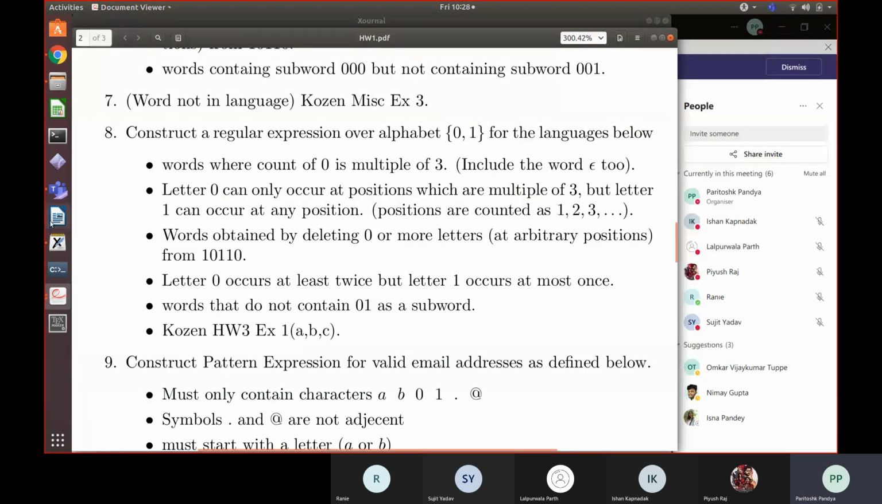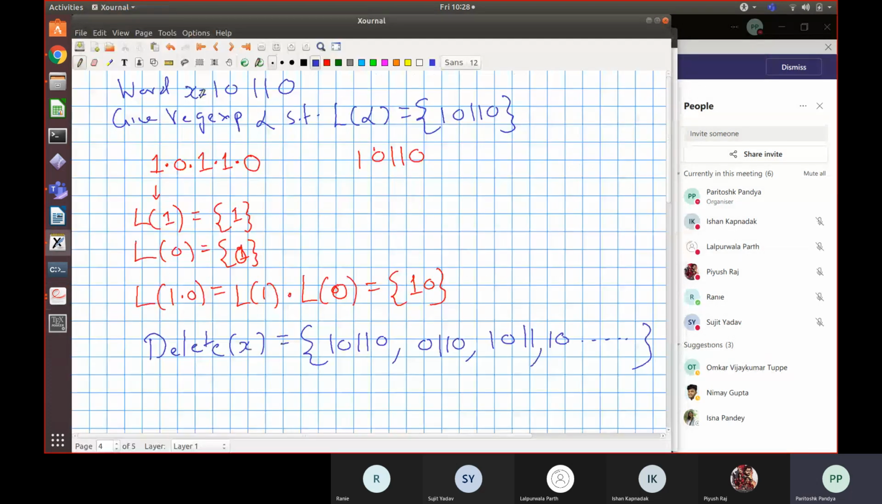Yeah, sorry. So given a word X, delete of X is a language which is obtained by deleting 0 or more letters from this word at arbitrary positions. Correct?